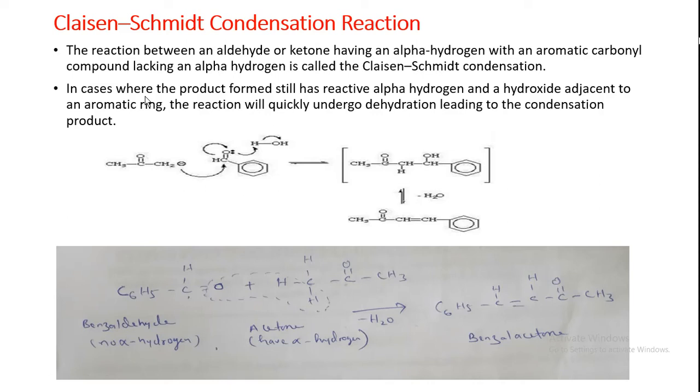We have already studied that in the earlier semester. So you see, in cases where the aldol product has a reactive alpha hydrogen and a hydroxide adjacent to an aromatic ring, the reaction will quickly undergo dehydration, leading to the condensation product. Here you see, this is one reaction, the advanced version of this reaction.